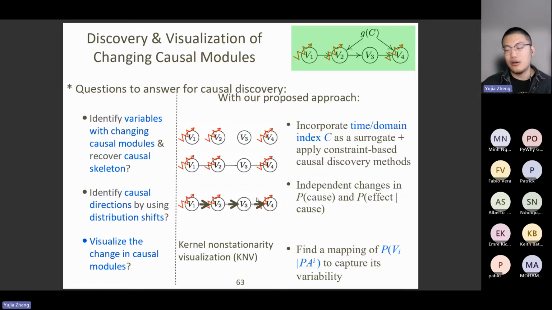And then, to identify the causal direction using distribution shift, we utilize the fact that although the distribution changes, there will always be independent change in P(cause) and P(effect | cause). However, it is not the case if we switch the positions of cause and effect, right? Because there won't be any independent changes between P(effect) and P(cause | effect). Based on that principle, we can easily distinguish cause from effect, even in the presence of distribution shift. And then we can use kernel nonstationarity visualization to visualize the change in causal modules.